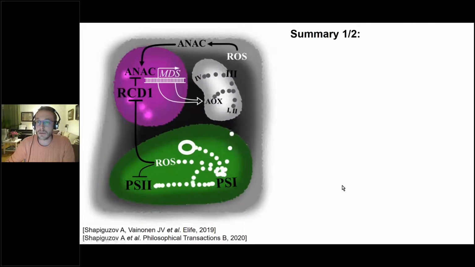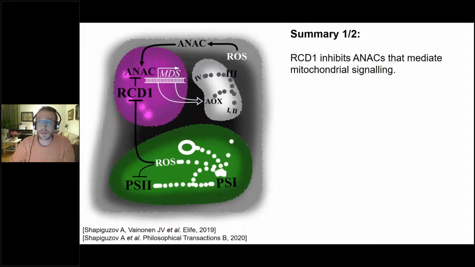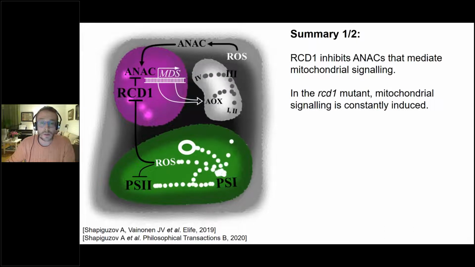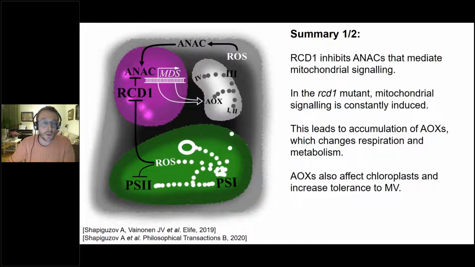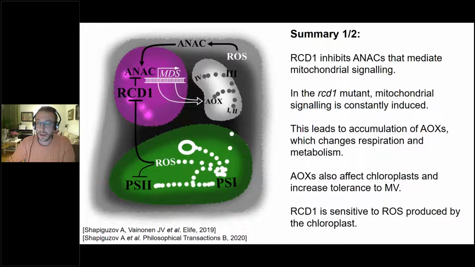So this is my first summary. RCD1 inhibits ANAC transcription factors that mediate mitochondrial signaling. In the mutant deficient in RCD1, this mitochondrial signaling is constantly induced. This leads to accumulation of alternative oxidases in the mitochondria, which affects respiration and metabolism. This also affects the chloroplasts. And the reactive oxygen species produced in the chloroplast are dictating the stability and oligomerization of RCD1, thereby regulating this loop.